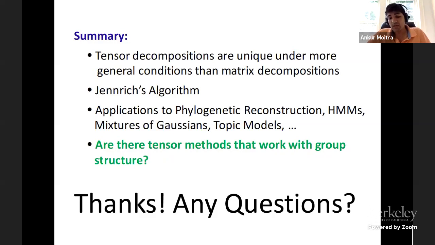Some of the first applications of tensor methods in learning problems didn't actually use the phrase Jennrich's algorithm. So they actually invented their own versions of noise stability analysis for their particular problems at hand, but it is stable under fairly reasonable conditions.